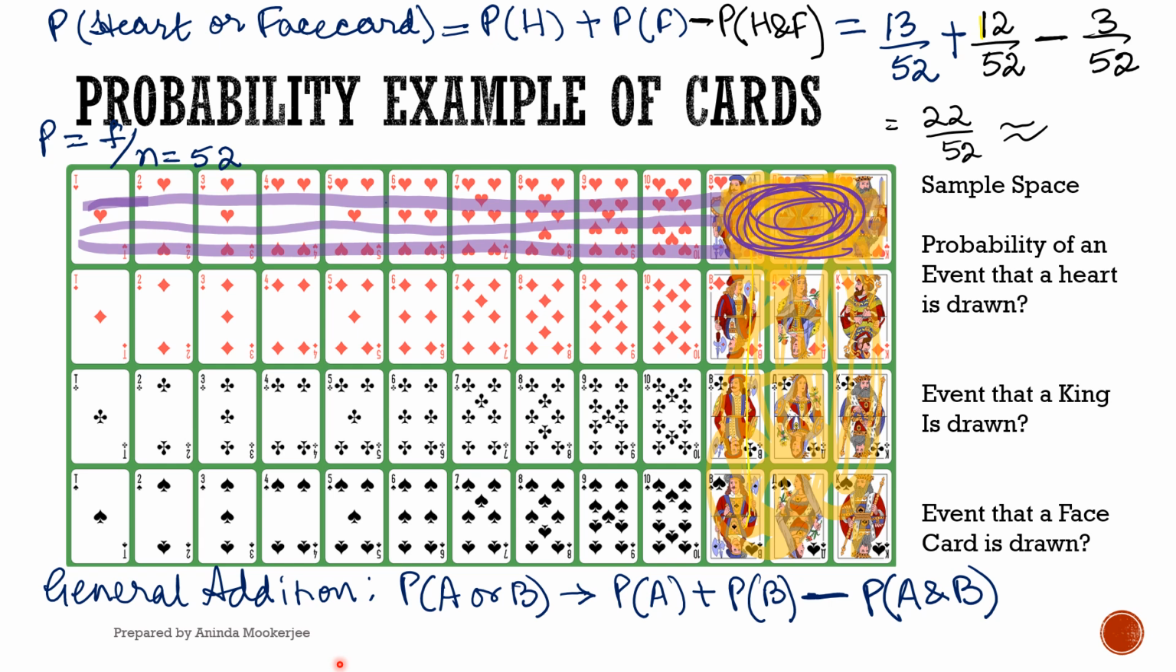Remember, when we were calculating the probability of hearts, we counted these 3, and then when we counted the face cards, we counted those 3 again. So there was a double counting. These 3 cards got double counted, and that's the reason why we have to subtract them from the sum of the first 2 events.